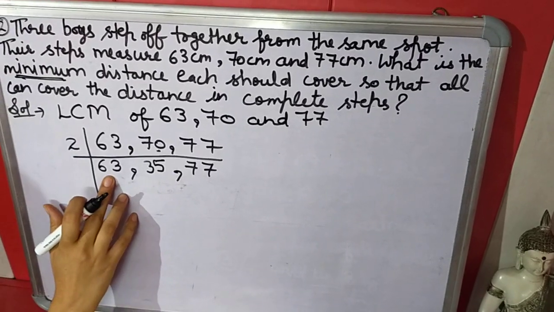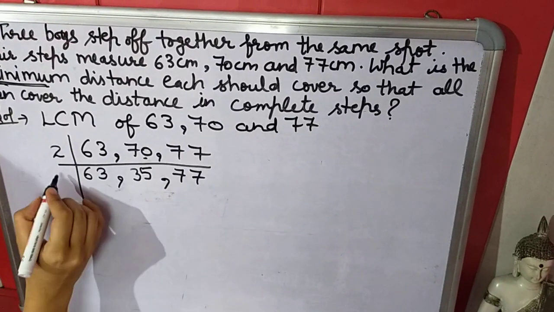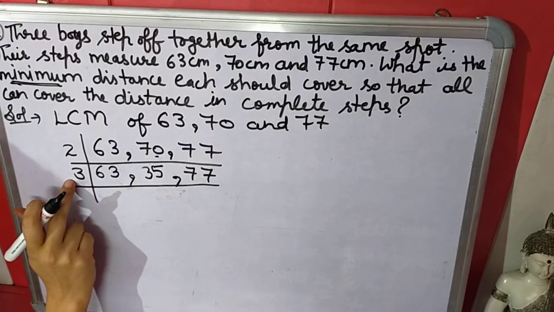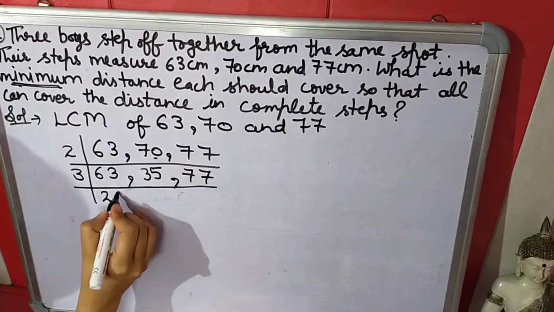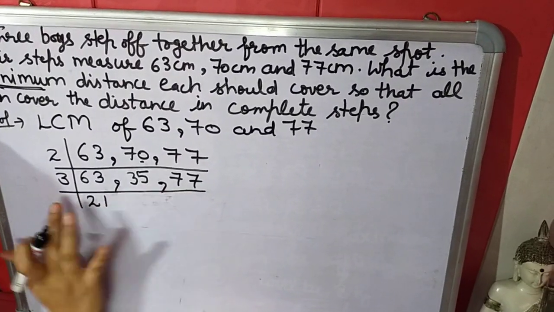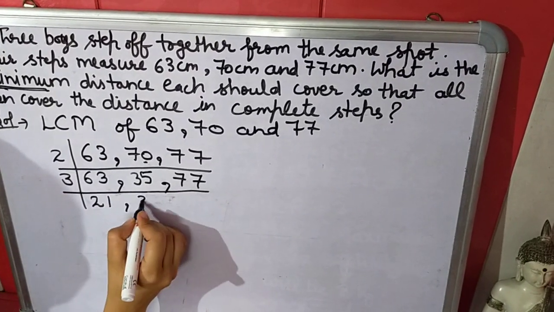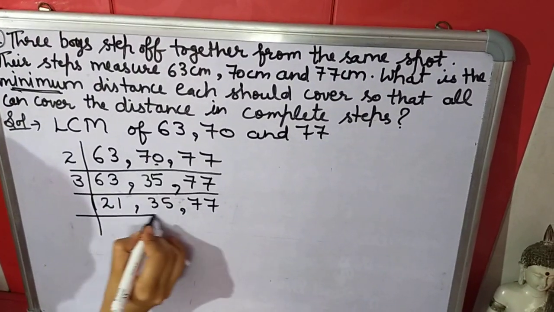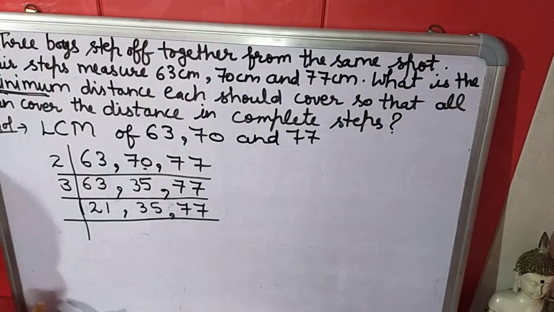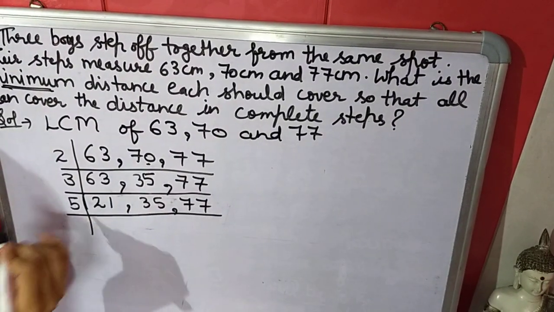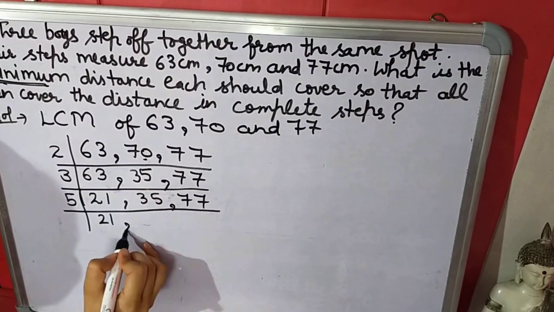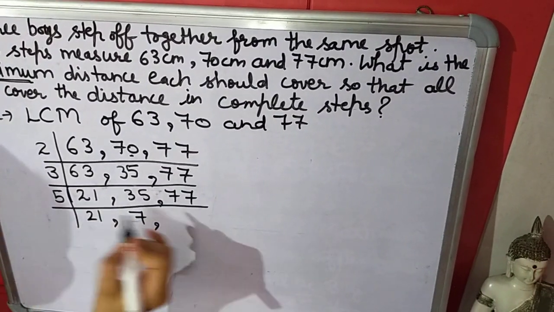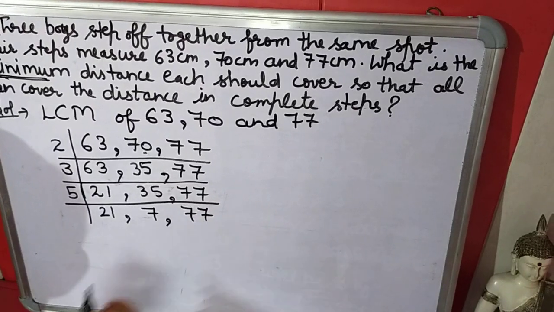But 63 is coming in table of 3, so we will take here 3. When 63 is divided by 3, it will be 21. These two numbers are not coming in table of 3, so they will come same. Now we will check that 35 is coming in table of 5, so we will write here 5. 21 is not coming. 35, where 5 7s are 35, so 7 will come. 77 is not coming in table of 5, so 77 will come same.